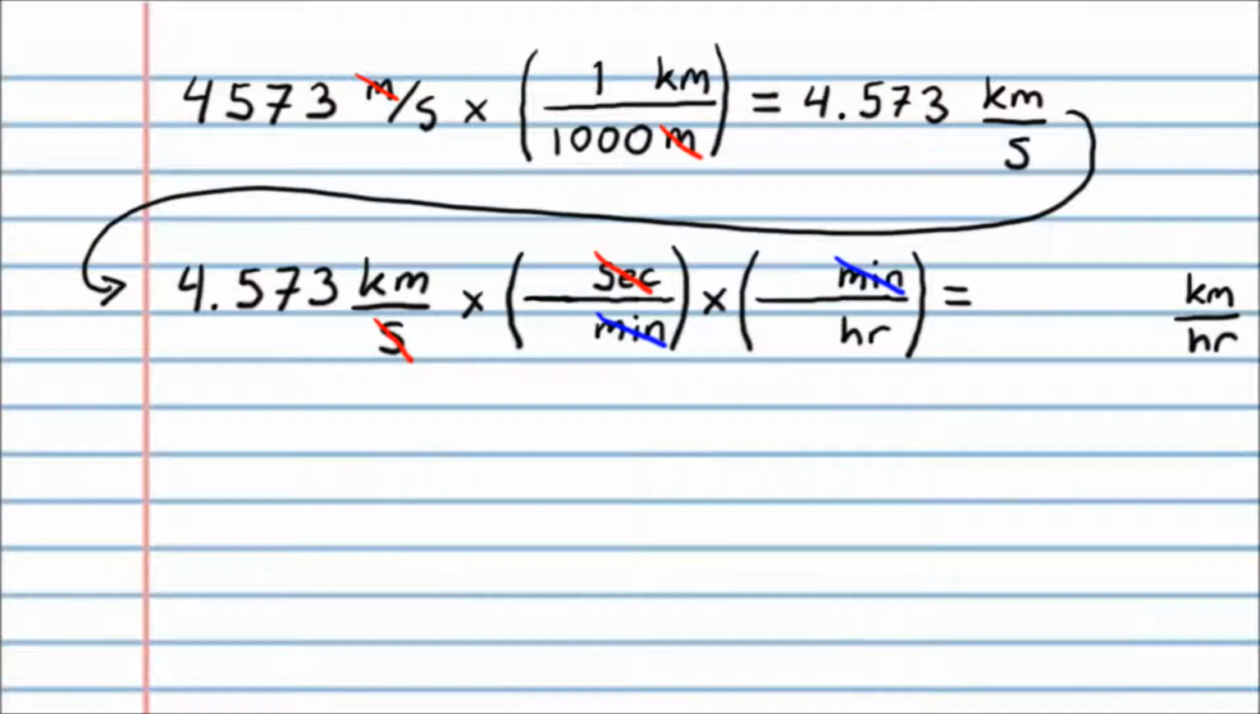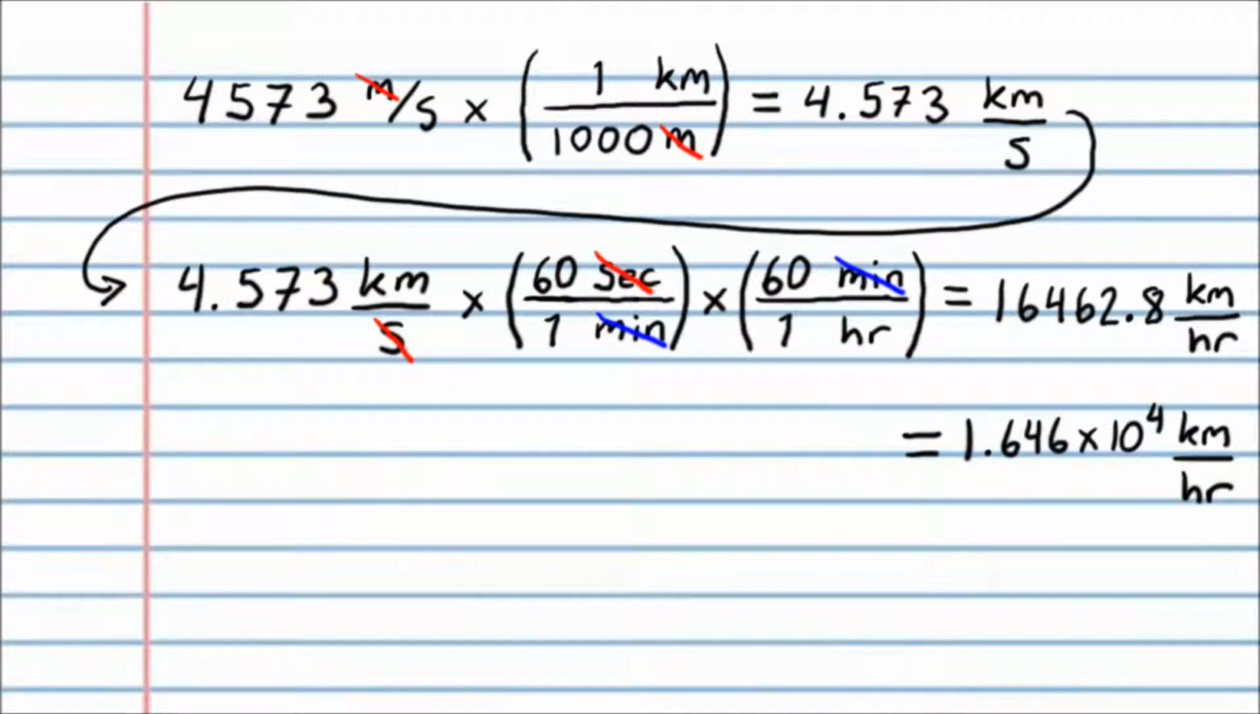So how many seconds are there in a minute? There are 60 seconds per minute, so we fill that in. So how many minutes per hour? Again, there are 60 minutes per hour, so we fill that in, and now you can type this in to your calculator and find out what the answer is. 4.573 times 60, divide by 1, times 60 again, divide by 1. And the answer is 16,462.8 kilometers per hour. Or we can write this in scientific notation in order to give it the correct number of significant figures, which would be 1.646 times 10 to the 4 kilometers per hour.